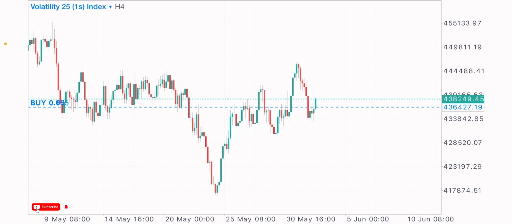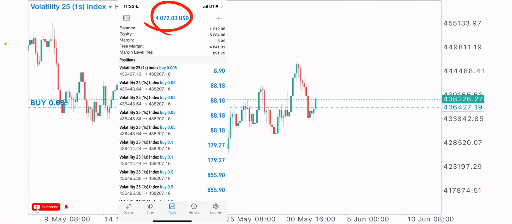So I took a trade on 251S basically. So I'll be showing you guys how I was able to take this trade using market structure, using pure price action and all of that.